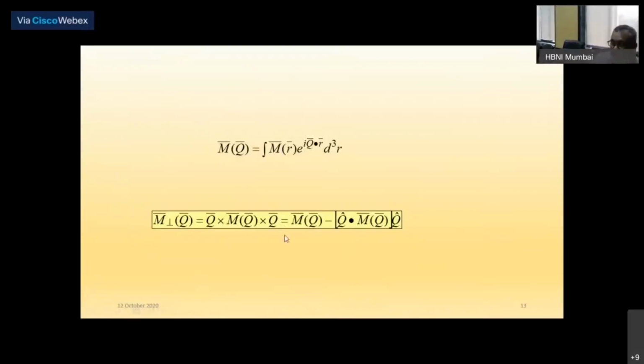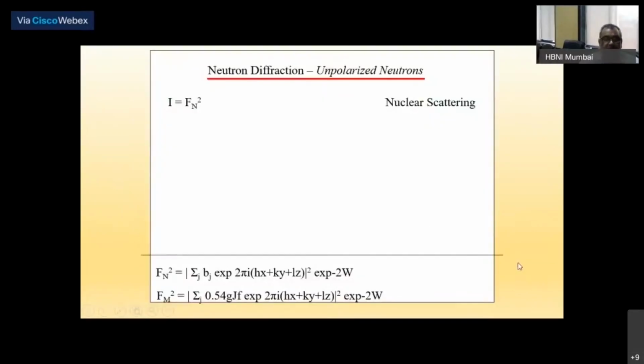Now, also it is important, I am just mentioning it here. I am not deriving it here because today I am not able to use my blackboard. That the perpendicular component of Q, that means the magnetic vector normal to the Q vector, the momentum transfer vector, gives us the magnetic scattering. And with unpolarized neutrons, you do magnetic neutron diffraction.